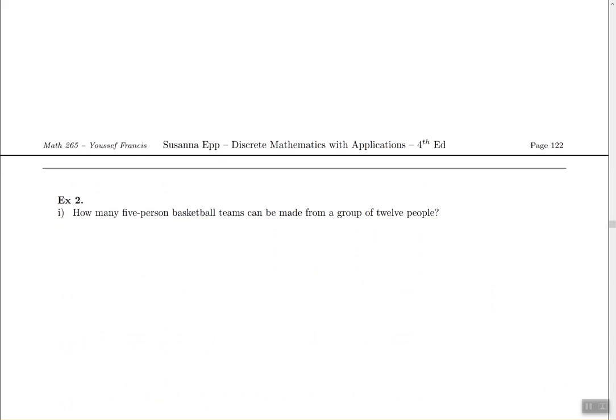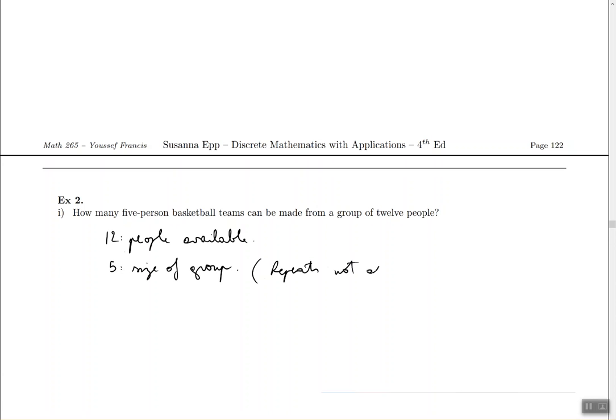Example 2 says, how many 5-person basketball teams can be made of a group of 12 people? So you have 12 people available, and you want to make a group of 5. Now keep in mind, when you're making the basketball team, you cannot select the same person twice. You have to select different people to fill different positions. So here, repeats are not allowed. The same person cannot be chosen twice.